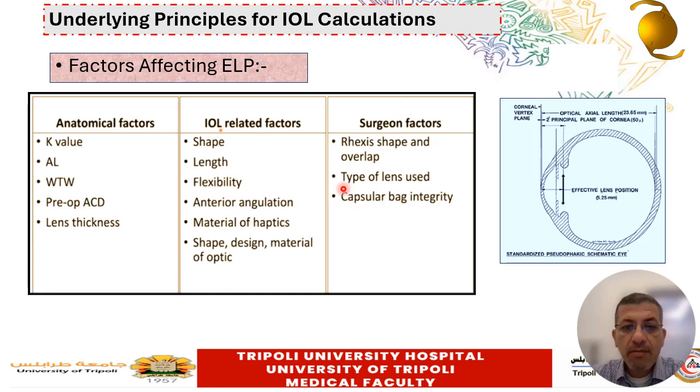Also, it is dependent on the surgeon's factors, the size of the rhexis, the mechanism of lens implantation, the type of the lenses and the capsular bag integrity. All these variables will affect the effective lens position. So it is not just the error in the axial length or the keratometry that is responsible for the poor prediction, but it is a multifactorial problem that needs to be adjusted and optimized to achieve the best result.